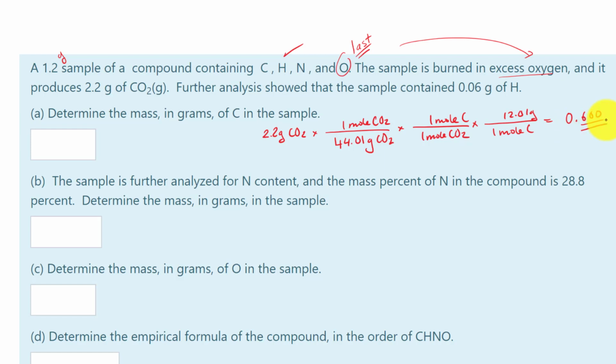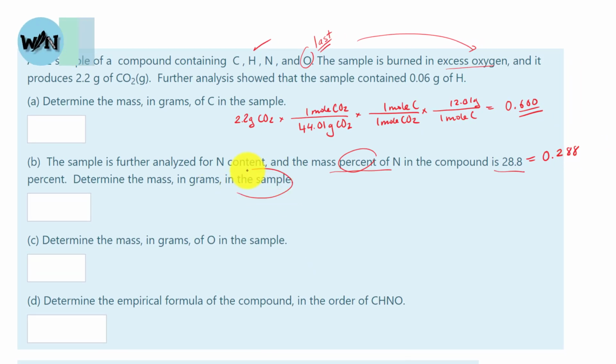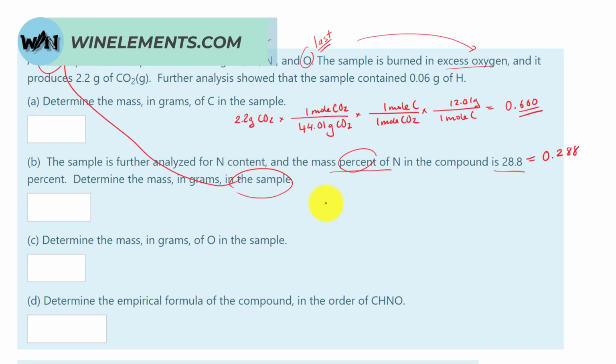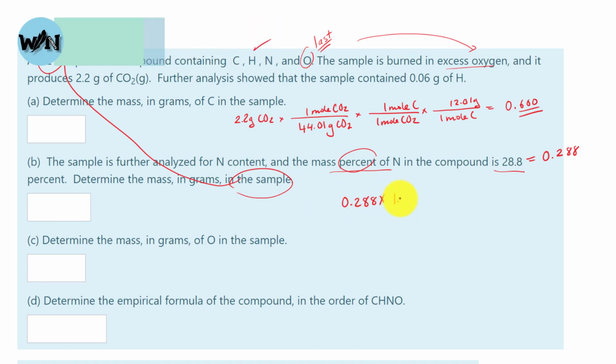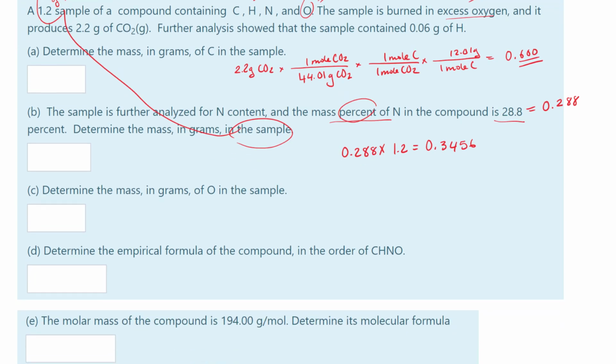And then let's continue. It's further analyzed for nitrogen content, and the mass percent of nitrogen is 28.8%. When you see percent, always convert to decimal first. That is equal to 0.288. What's the sample? Percent is out of the sample, which is the 1.2. So we have 0.288 times the total, 1.2. And again, if you plug in the calculator, you have this very small number with at least 4 decimal places, so I'm going to keep 4 decimal places. Again, be generous with your decimal places because we're dealing with a very small amount.